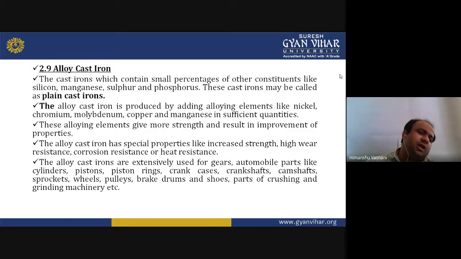Nowadays we are using alloys instead of pure metals. So why not alloy cast iron? Alloy cast iron has its own applications. These are cast irons with additions of other constituents, and these elements help obtain certain properties and improvements. The alloying elements may give more strength and result in improvement in the properties.